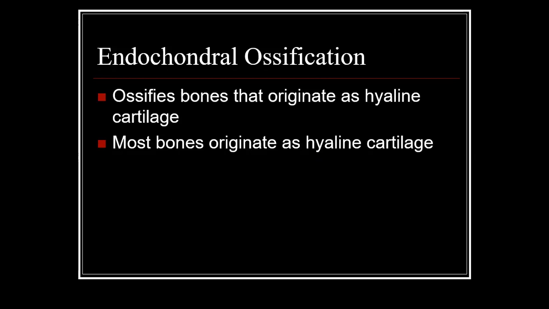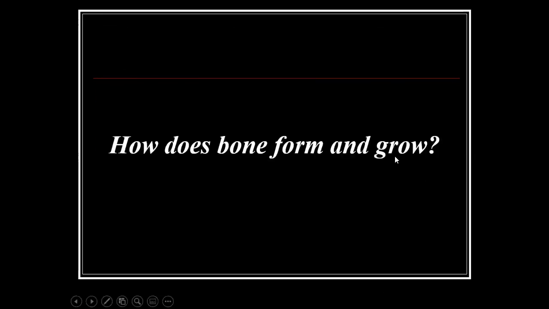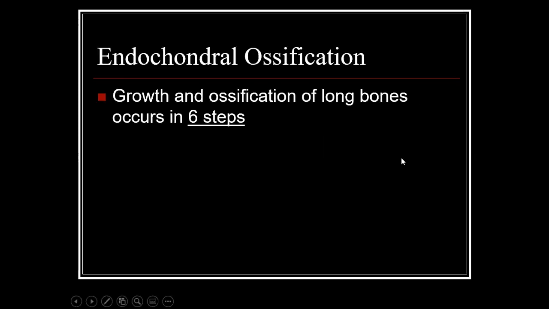Endochondral ossification starts out everything as hyaline cartilage, and then that is replaced by bone. So it ossifies bone that originates as hyaline cartilage. Just so you know, most bones originate as hyaline cartilage, so this is the more common form of ossification. So how do the bones grow and form? Well, this is 6 steps instead of 3.